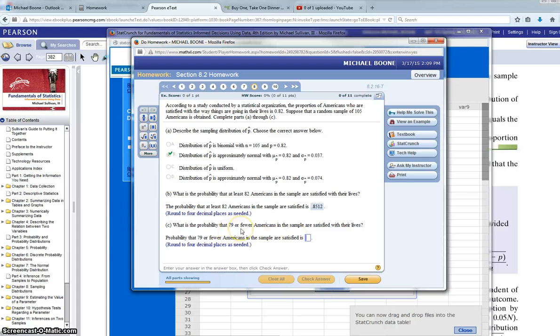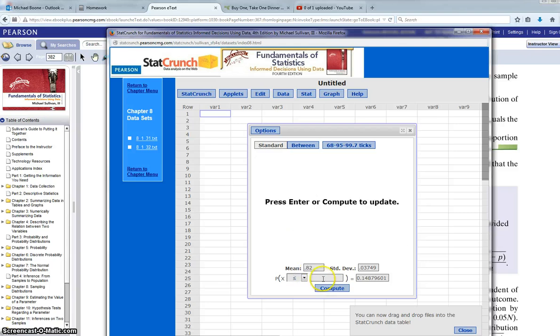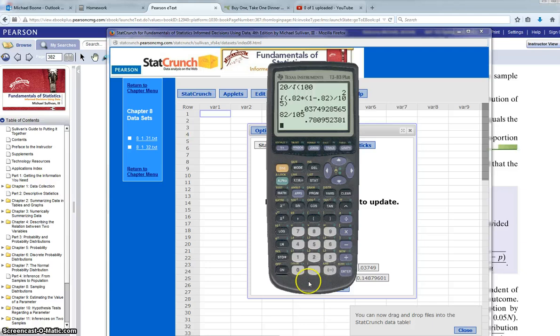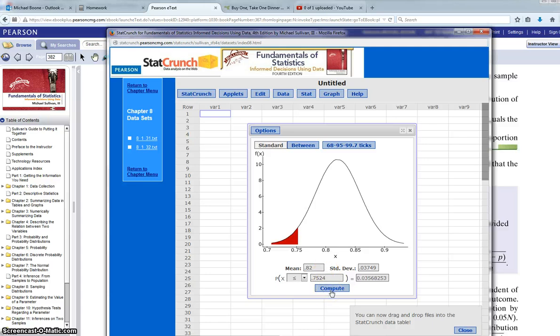Now 79 or fewer. So I go back to this. This is the same. This is the same. But now it's 79 or fewer. So I do not put 79 in here. I put my p hat in here. So I want to find out what that p hat is, that sample proportion out of 105. I get 0.7524. So that represents this area, so that's 0.0357.